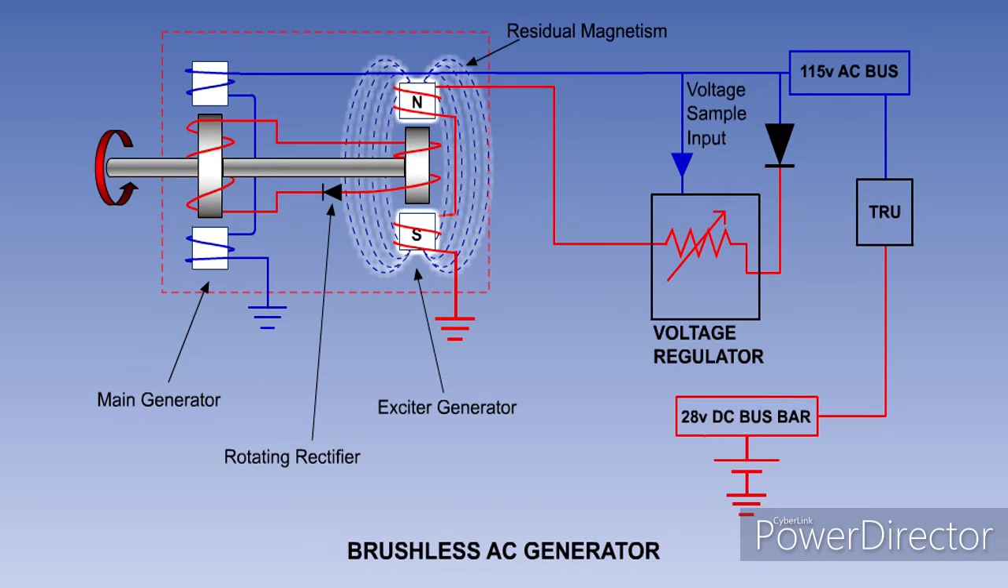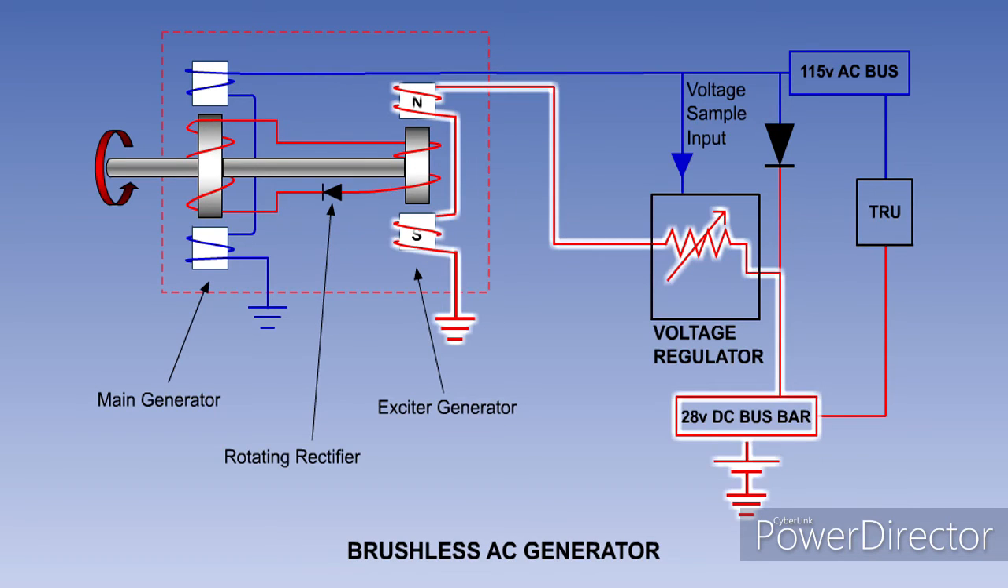On initial startup, a brushless generator may be self-excited by residual magnetism in the poles of the exciter generator field windings. Or, if the exciter generator field has no residual magnetism, it will be excited by externally supplied DC, possibly from the battery.